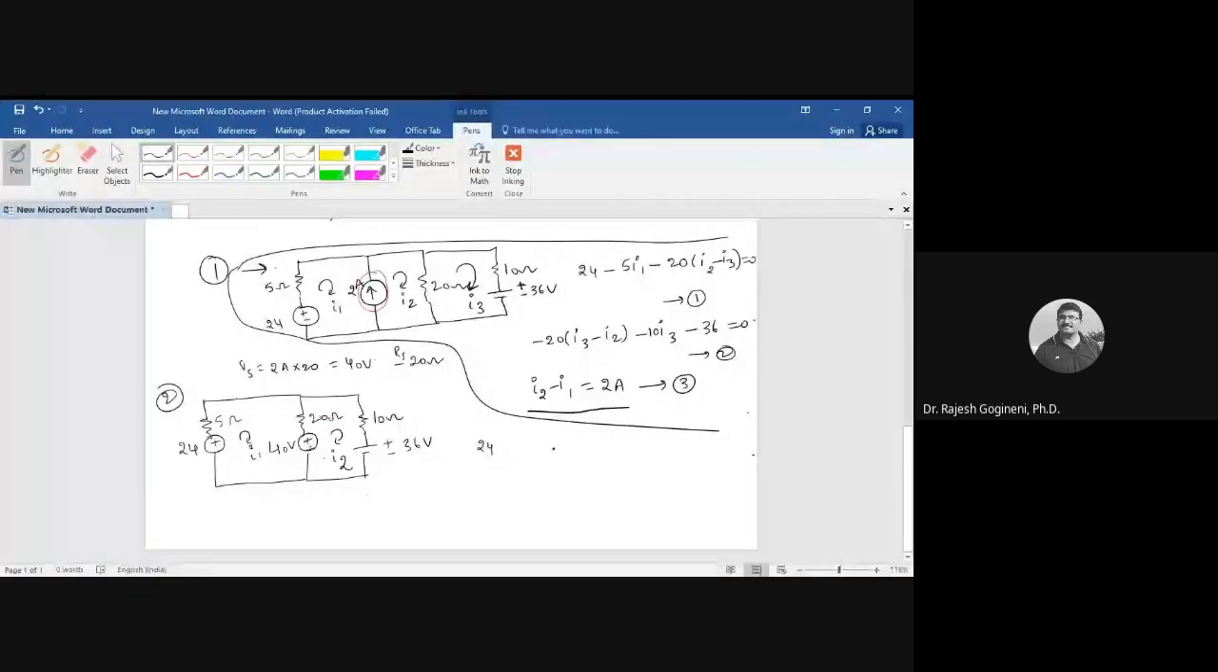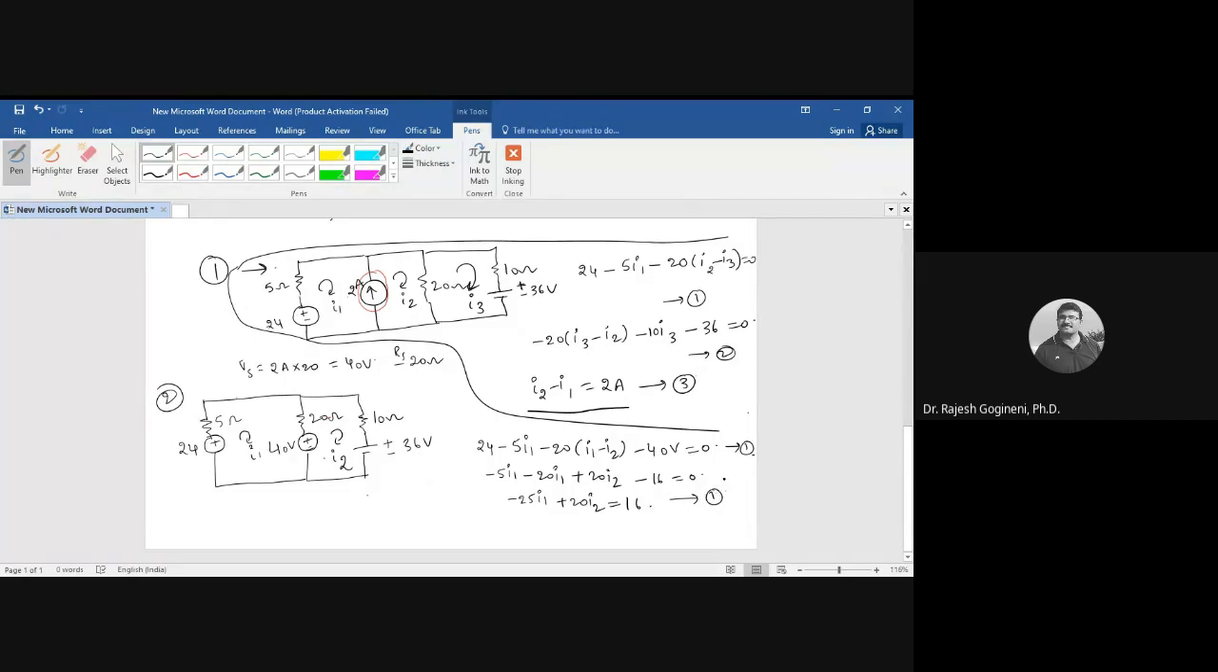Tell me the KVL. 24 minus 5I1 minus 20 into (I1 minus I2) minus 40 volts is equal to 0. This is the first equation. So that is minus 5I1 minus 20I1 plus 20I2 minus 16 is equal to 0. If you simplify this, you will get minus 25I1 plus 20I2 is equal to 16. Right? This is the first equation.